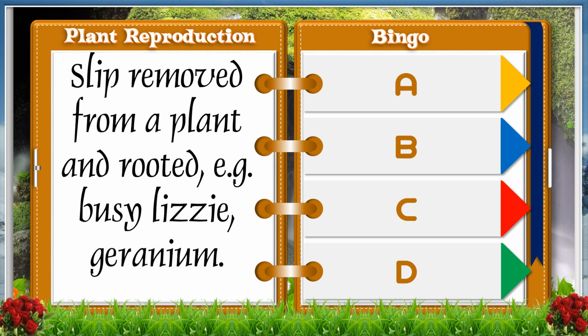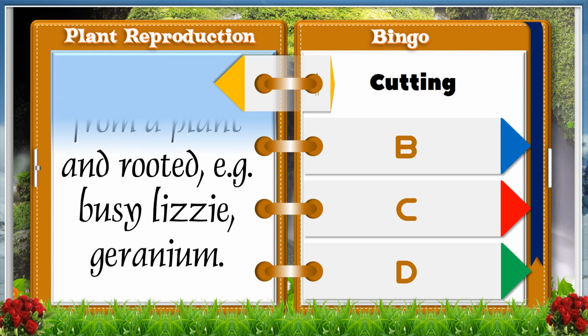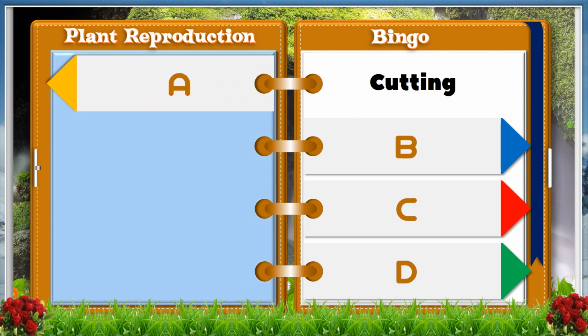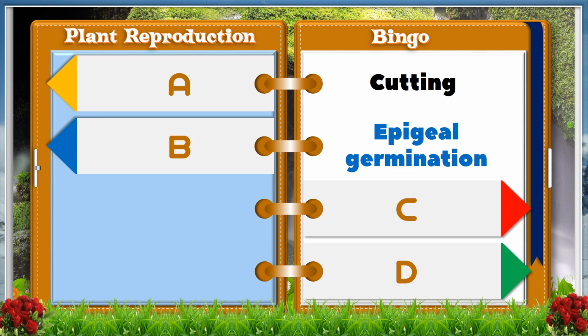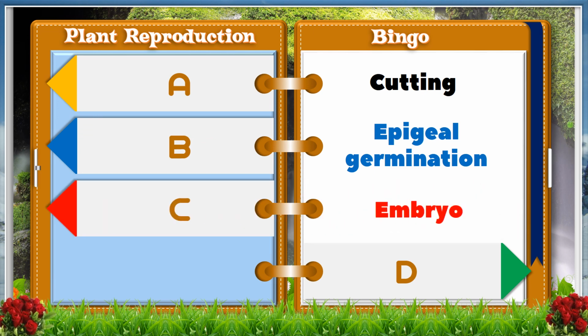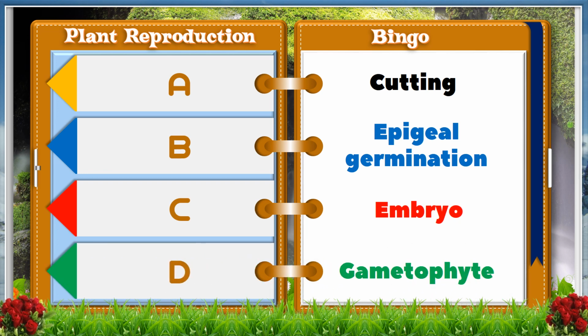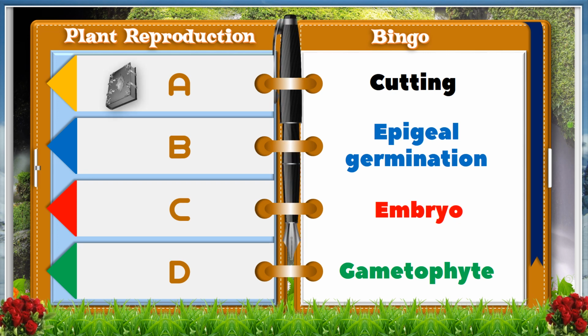Shoot removed from a plant and rooted. For example, pelargonium or geranium. A. Cutting. B. Epigeal germination. C. Embryo. D. Gametophyte. And the answer is A. Cutting.